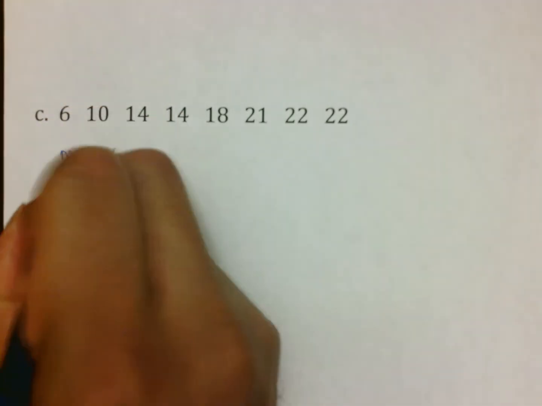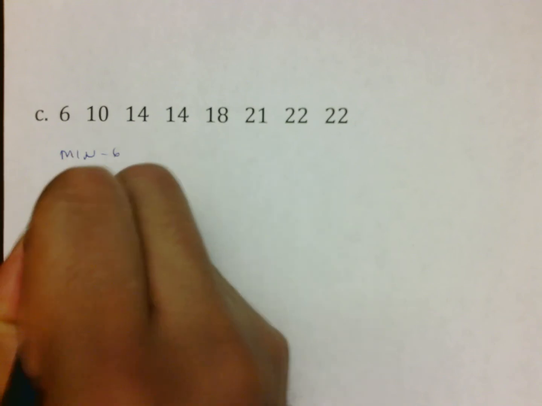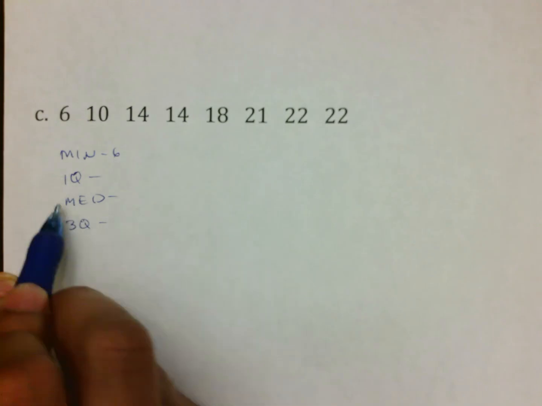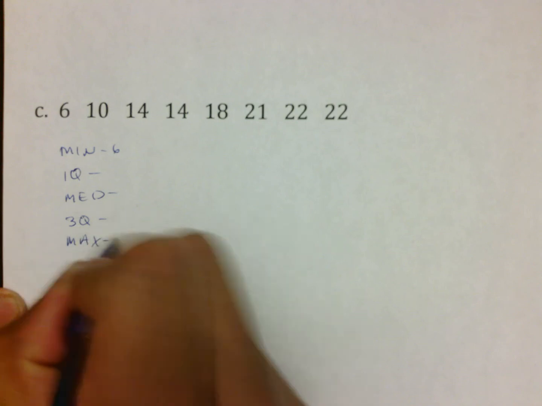Minimum is 6. First quartile we don't know. Median we don't know. Third quartile we don't know. By the way, the reason there is no second quartile is because your median is your second quartile, and your max we know to be 22.